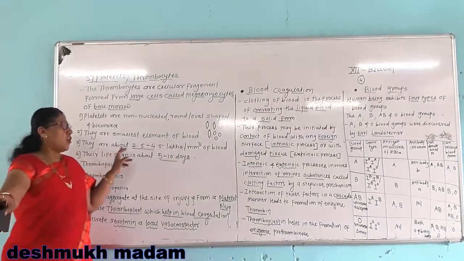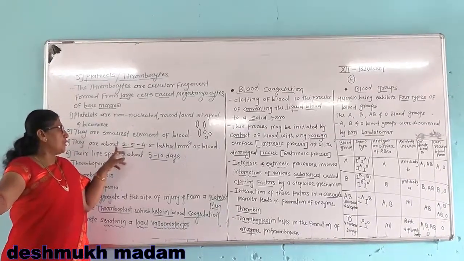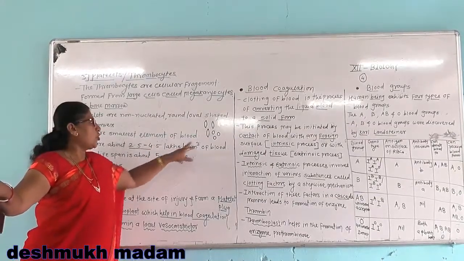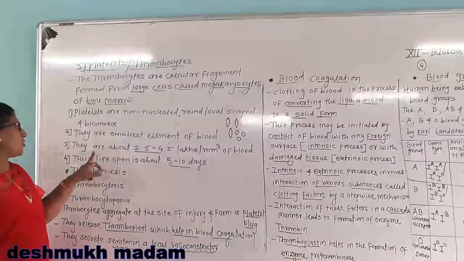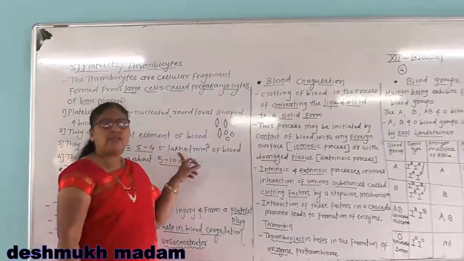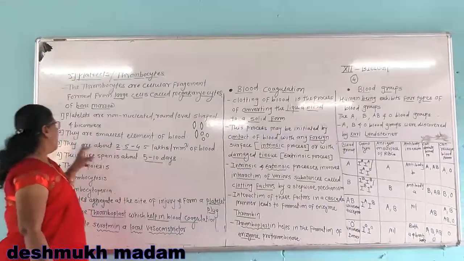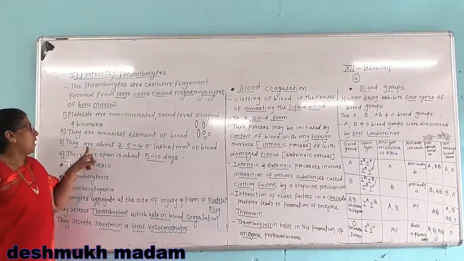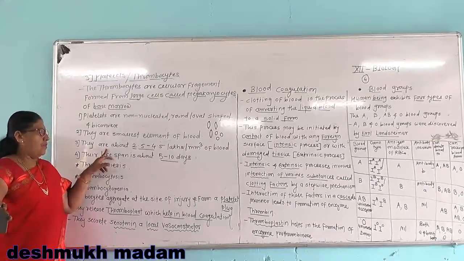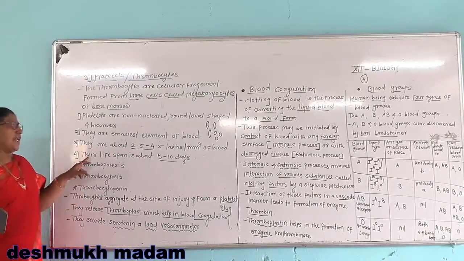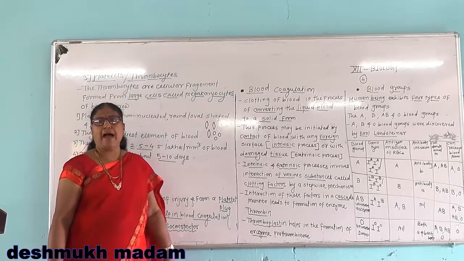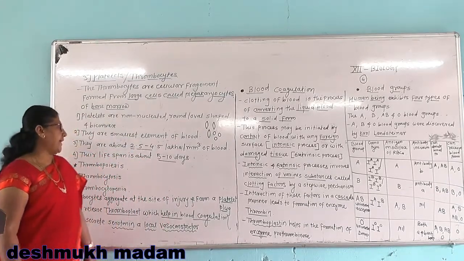They constitute about 2.5 to 4.5 lakhs per cubic mm of blood, which is the total count of thrombocyte cells. Their lifespan is about 5 to 10 days.